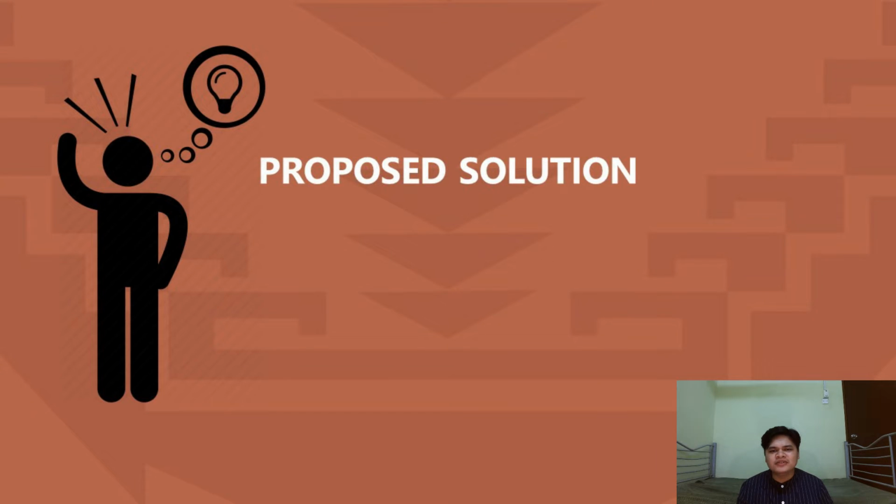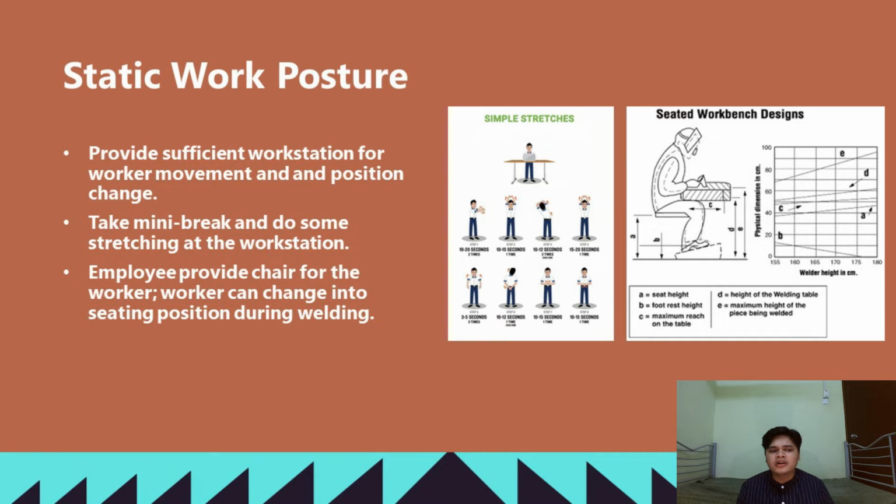Hello, my name is Delley Somorit, and for my part, I will talk about the proper solution for the risk. First of all, I will talk about the solution for static work posture. To prevent static posture, workers must have sufficient space for movement and position change. Greater flexibility will increase blood flow, thereby reducing muscle and joint stress. This will help to reduce damage caused by static posture.